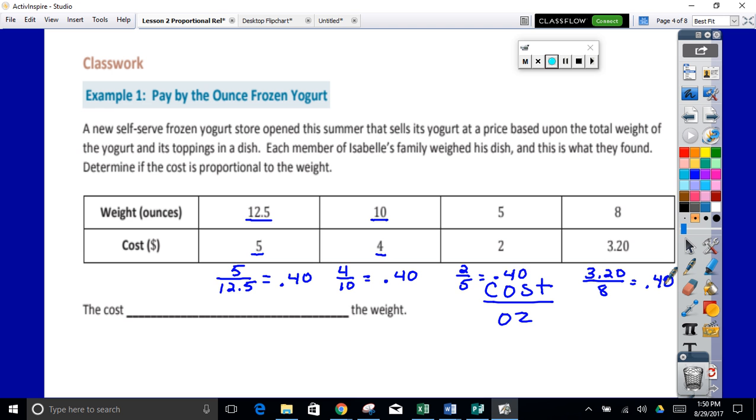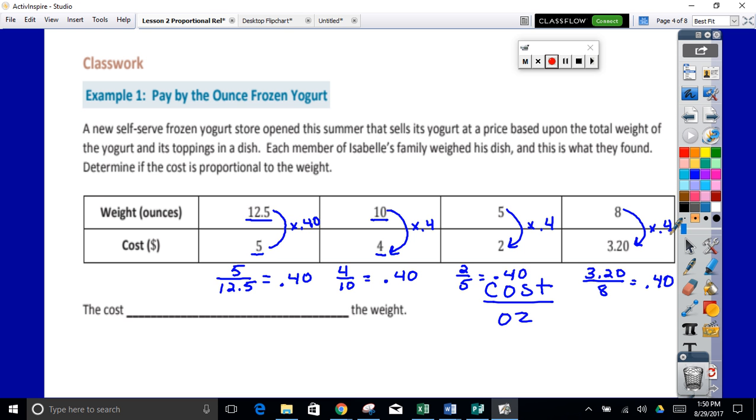I can look at this another way and say that if it weighs 12.5 ounces and I multiply by the price, which is 40 cents per ounce, I'm going to get a cost of $5. So 10 times 0.4 is 4, 5 times 0.4 is 2, and 8 times 0.4 is $3.20. So I'm multiplying by the same amount.